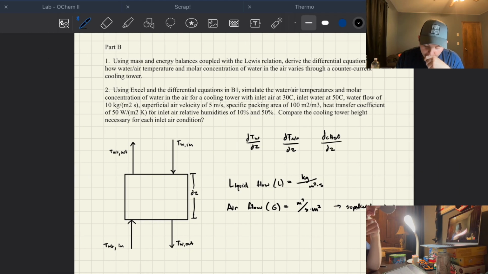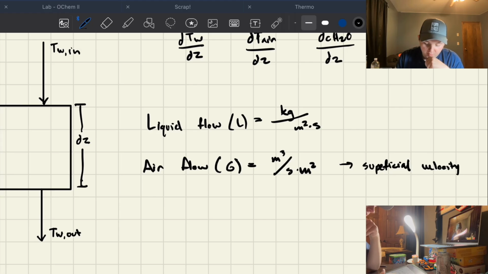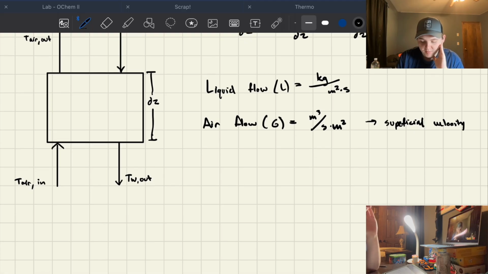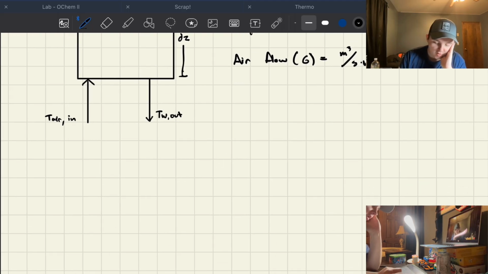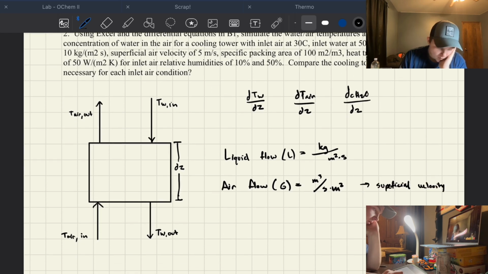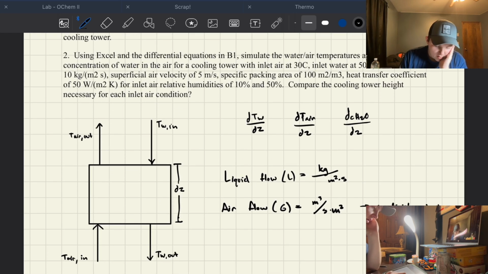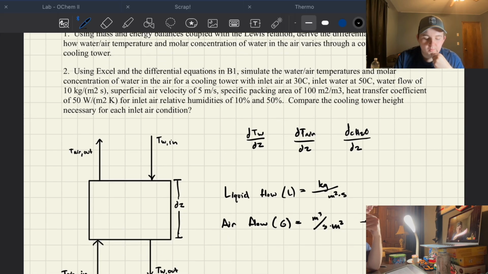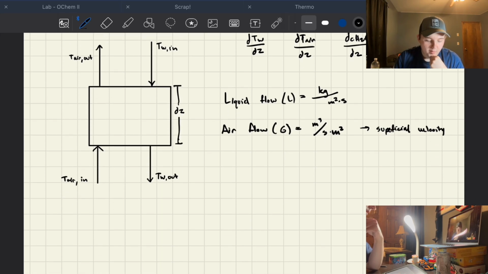And we have here the superficial velocity, which is equal to the airflow, volume over seconds meters squared, or volume over velocity, I guess. Okay, so still okay, all recording good. So before we hop into Excel, we need to define our differential equations that we'll use, like we did for homework 4.